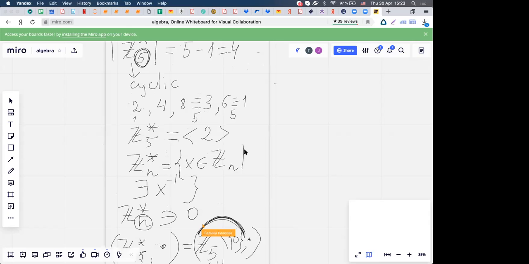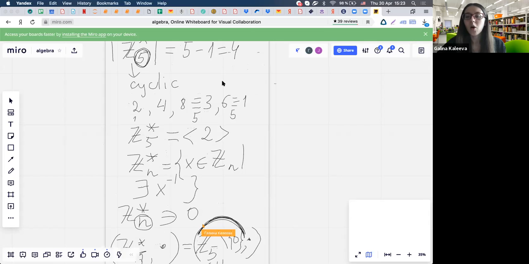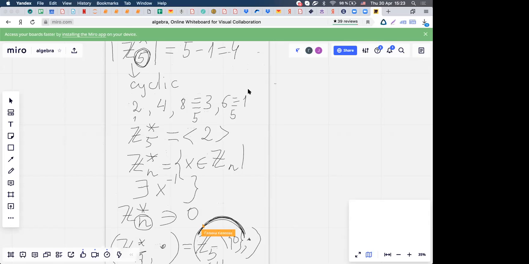Like other elements of the set. All of the other elements, or some special elements? For example, one. Oh no, one is neutral. By one, it's also one. Okay. Yes. Sorry.